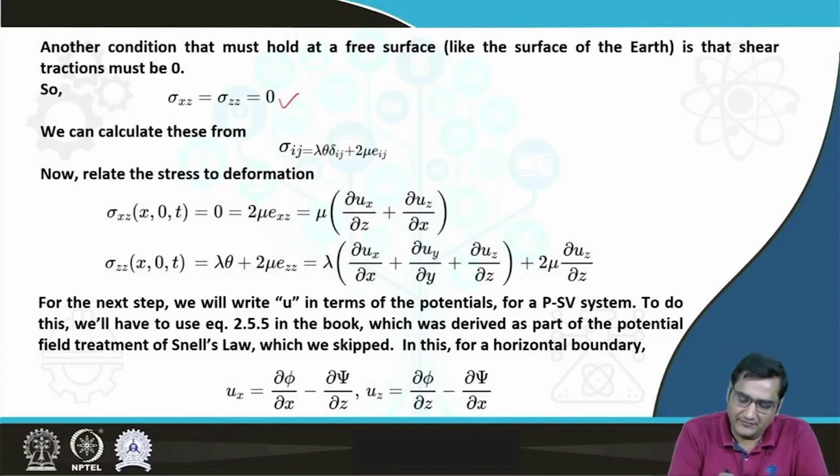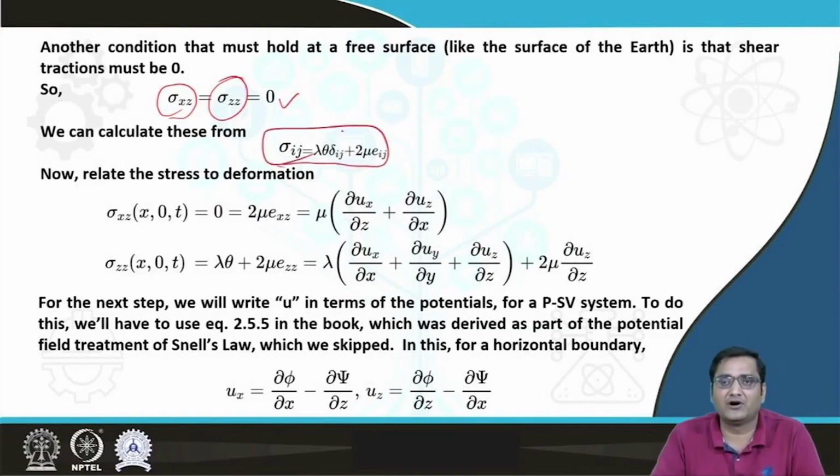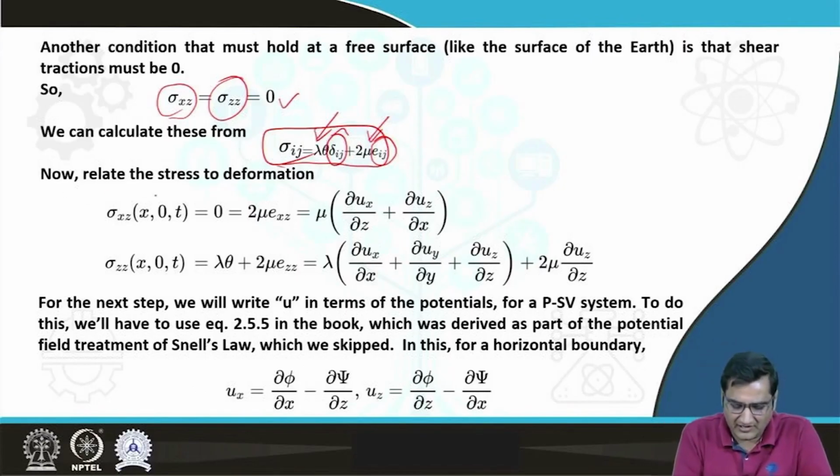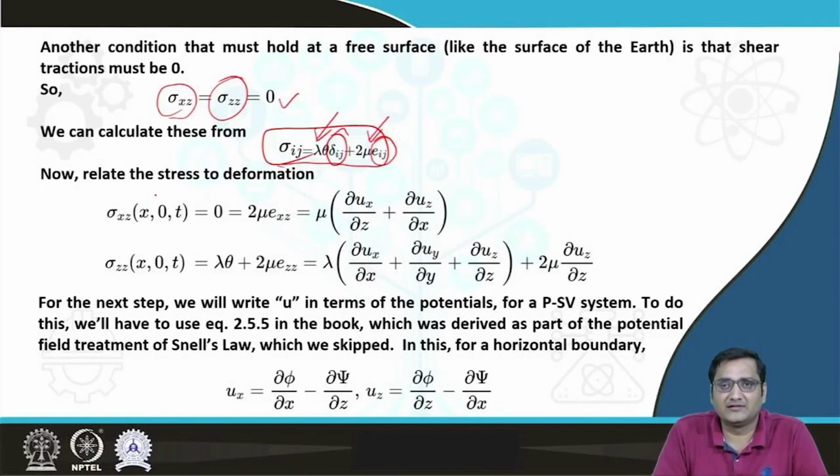And if you want to calculate these components of the stress tensor, then you can basically use this form of Hooke's law, which is in the form of Lamé's constants, where theta is the dilatation term and delta ij is the Kronecker delta function. Lambda is the Lamé parameter, mu is the shear modulus, and Eij is the strain tensor.